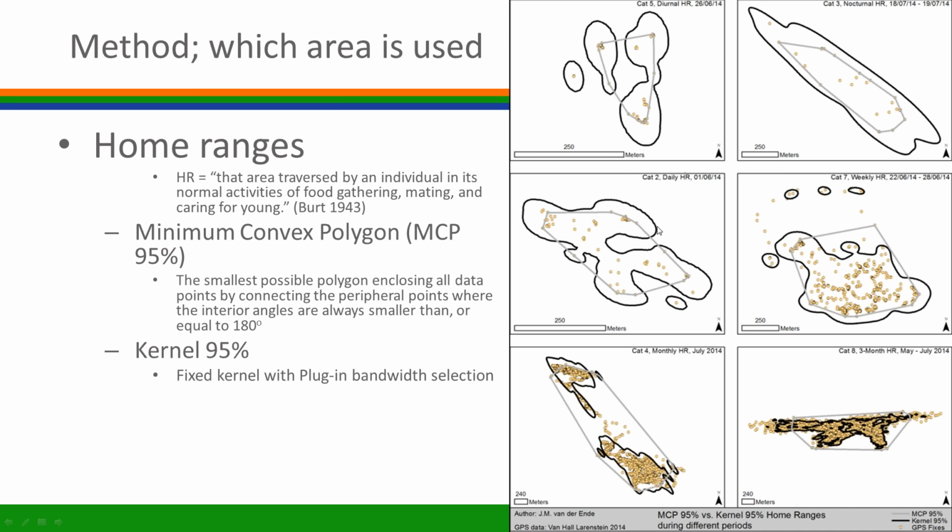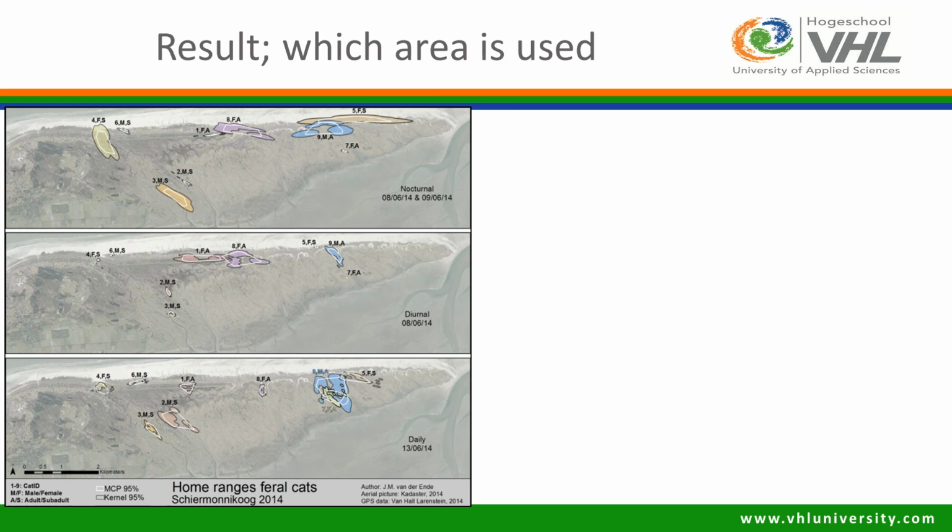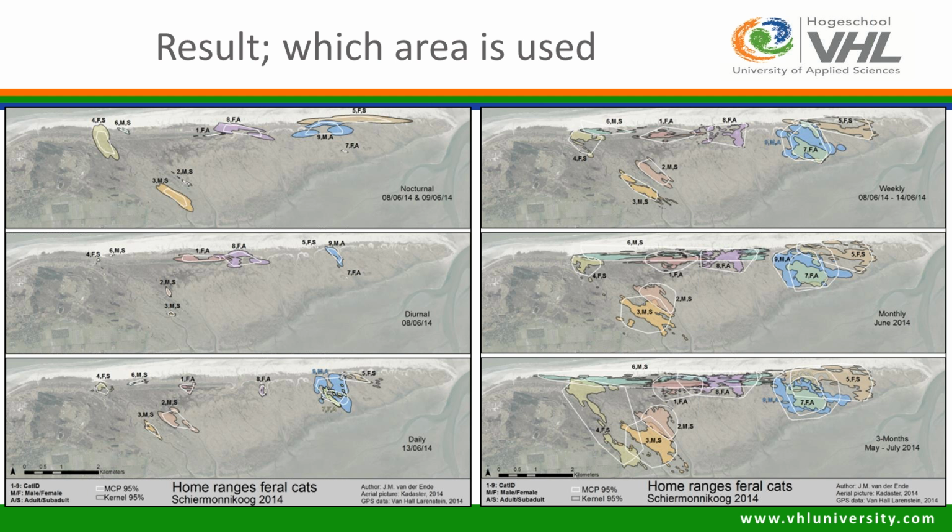This did not work very well with small sample sizes for these three: diurnal, nocturnal, and daily. But if the sample size became bigger, so monthly, 3 monthly, and weekly, then it did work quite well. So in total, I calculated 2,500 different home ranges. And this is how it looks if you put it all together on a nice aerial image.